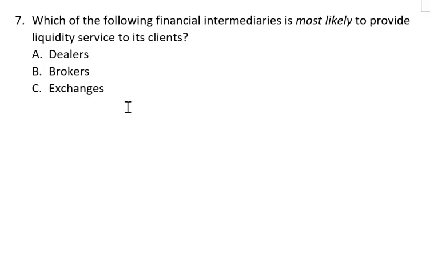Question 7. Which of the following financial intermediaries is most likely to provide liquidity service to its clients? A. Dealers. B. Brokers. C. Exchanges. The service that dealers provide is liquidity. Liquidity is the ability to buy or sell with low transaction costs when investors want to trade. By allowing their clients to trade when they want to trade, dealers provide liquidity to them. The answer is A.